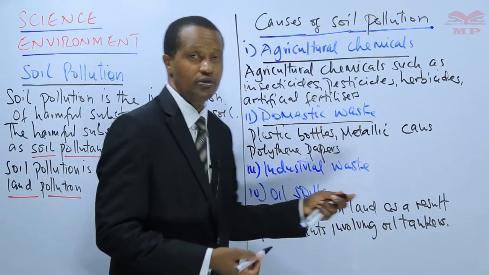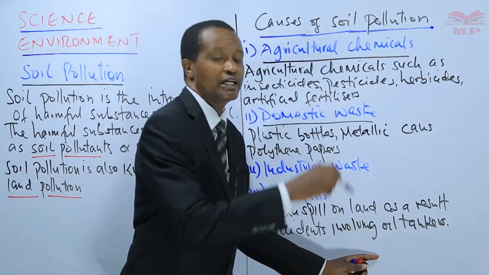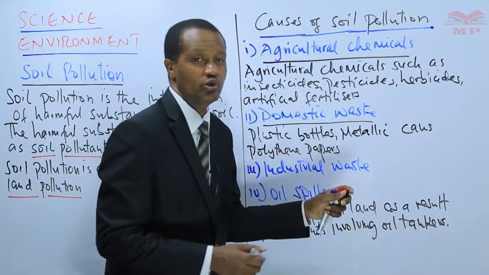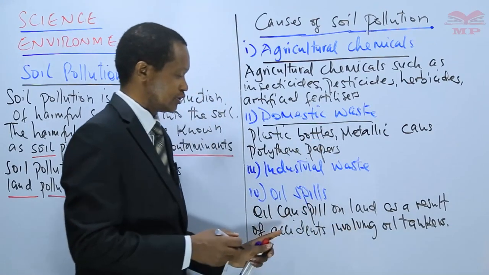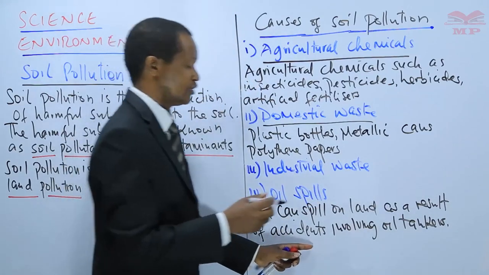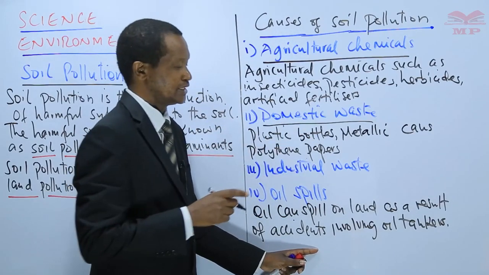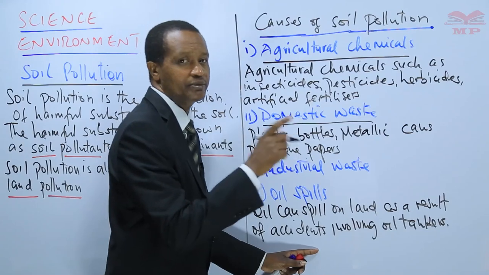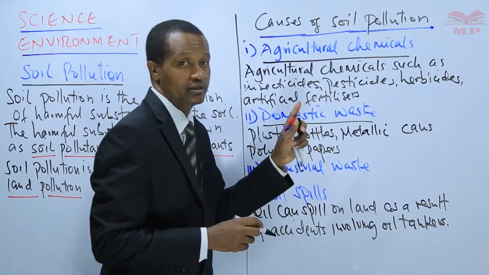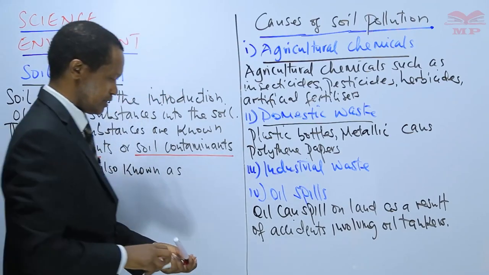When the accident involves the ships, then we will have water pollution. But when it involves oil tankers, then that oil will spill on land. It will spill on land and cause land pollution or soil pollution. This can also occur on land when the pipes that are used to transfer or transport oil leak. When there's leakage in pipes that are used to transport oil, then that oil spills on soil, thereby causing land pollution.